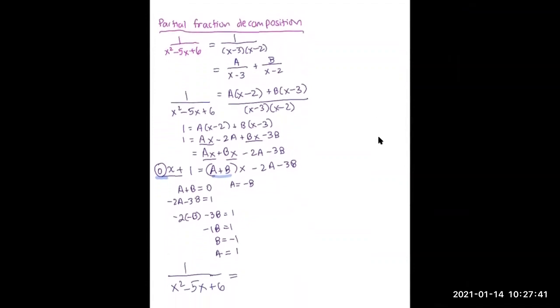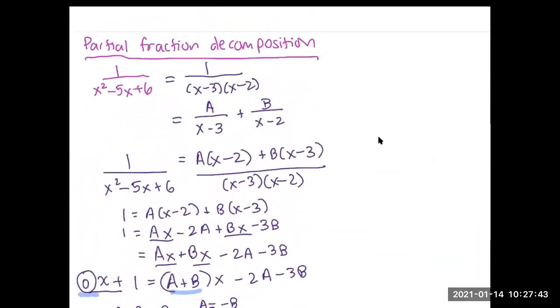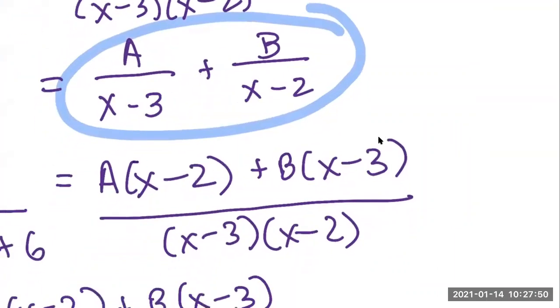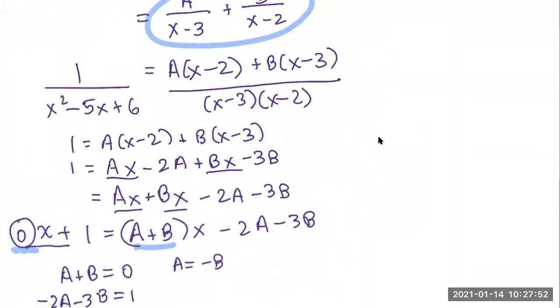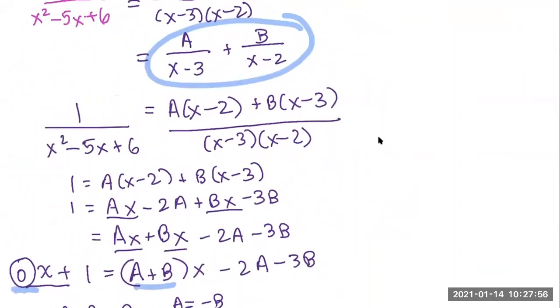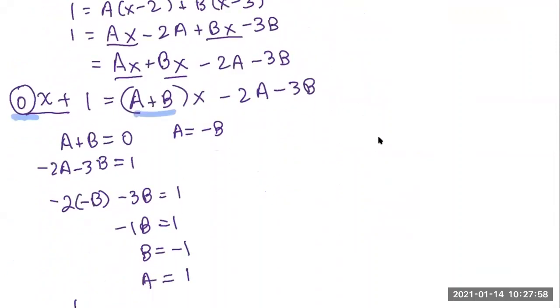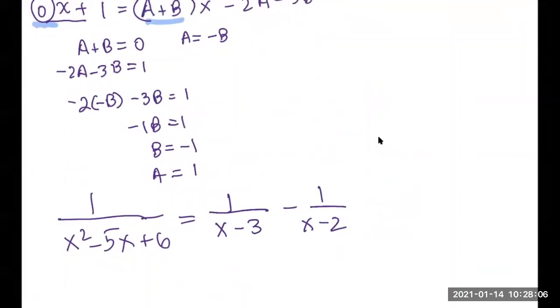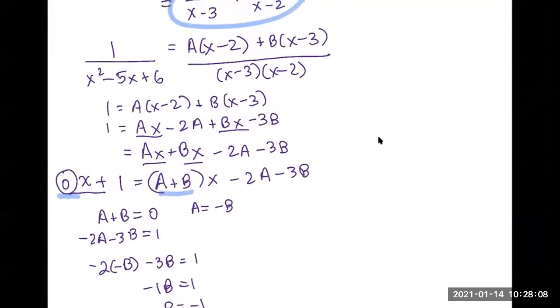You would then plug it back into this expression right here that you see, and I'll circle here. So you're going to take that and plug A and B back in. So we would say A is +1 over x minus 3. And then B is -1 over x minus 2. So that's pretty much the process.